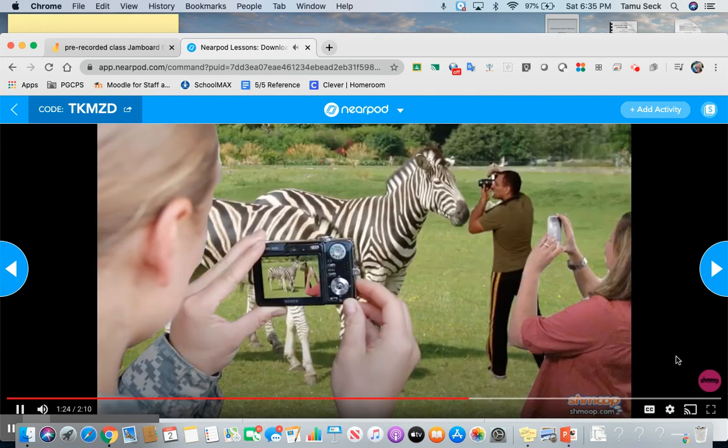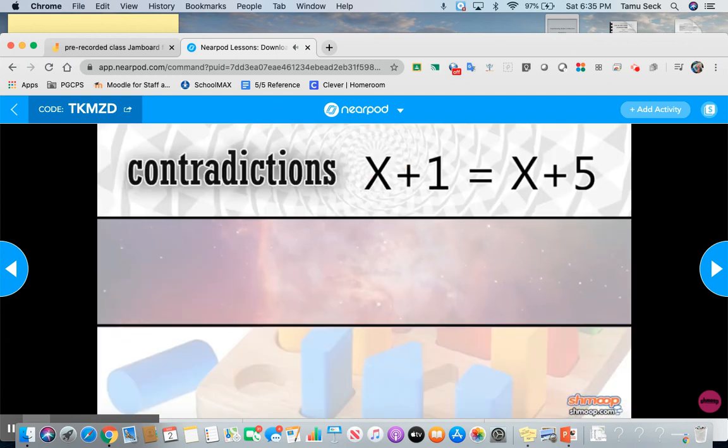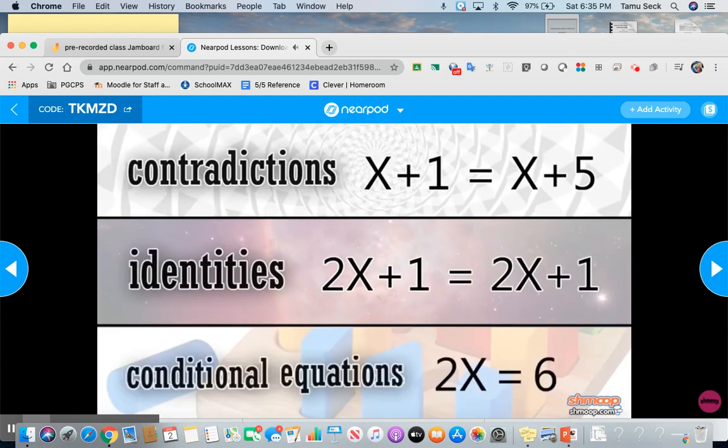It'd be like saying only zebras are acceptable for tourists and no other animals. All right. Well, the important thing is to find out what type of equation you're facing.